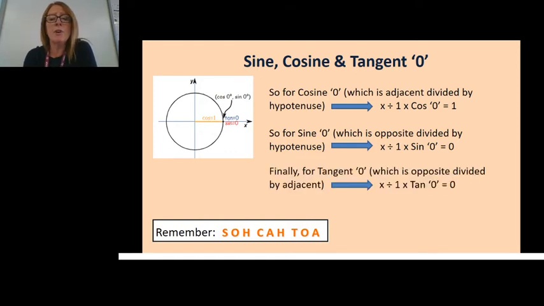Finally, for tangent 0, remember that's opposite divided by adjacent, so we're looking at x divided by 1 times tan 0. That also gives me 0. Okay, so remember it would be a multiple choice question, but we don't want to miss that one mark.